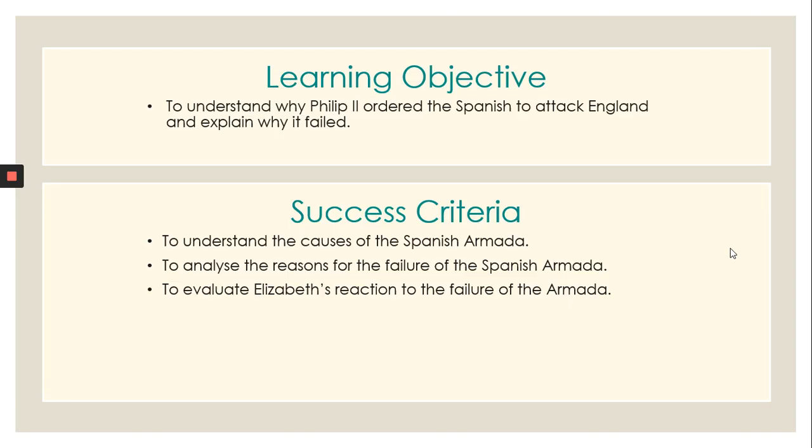And what we're going to try and do today, our objective of today's lesson, is to understand why Philip II ordered the Spanish to attack England, and to explain why that attack failed. Okay? And if you want to know our success criteria, like we have in lessons, it's just down here, okay?